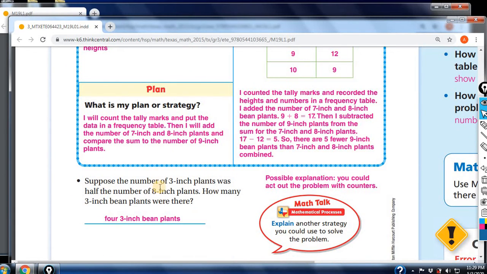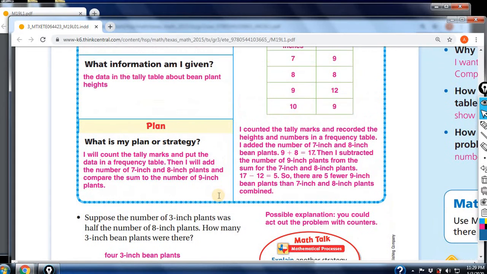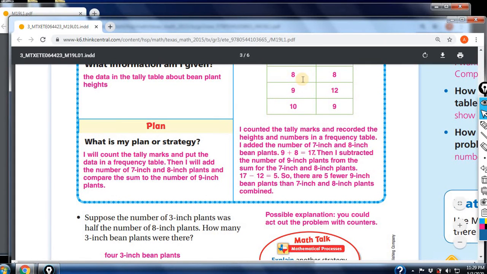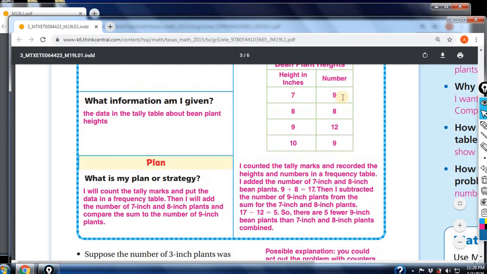So suppose the number of 3-inch plants was half the number of 8-inch plants. How many 3-inch plants were there? So half of 8 inches, there's 8 of them. Half of that would be what? 4. So there'd be 4 3-inch bean plants. Okay? And again, we're using the information from the frequency table to get your answers.